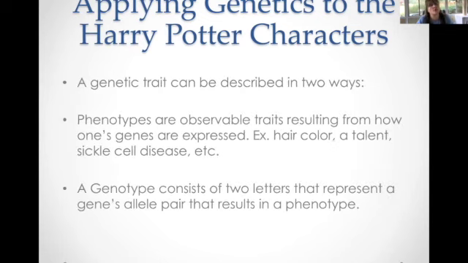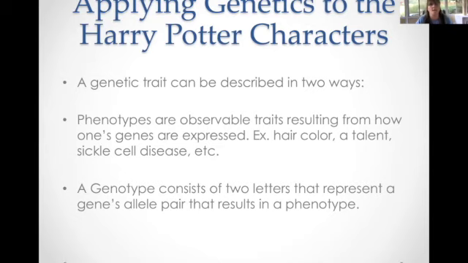Now, the genetic traits. These can be described in 2 ways. I've told you over and over again about genotype and phenotype. These are the 2 ways. The phenotype is what you observe. So this is a result of how your genes showcase, basically, how they are expressed. So the phenotype is going to be the hair color. Here it says a talent, sickle cell disease. All of these are phenotypes.